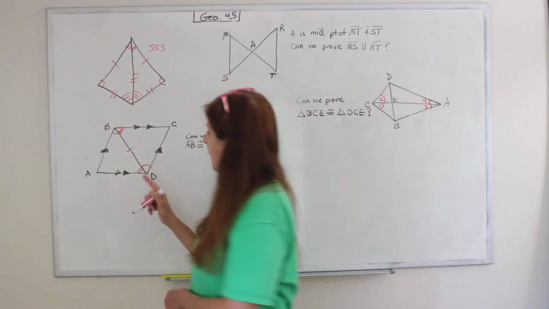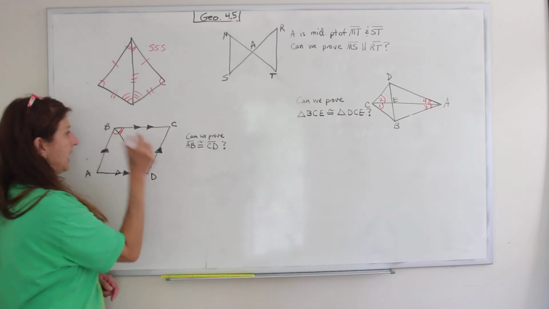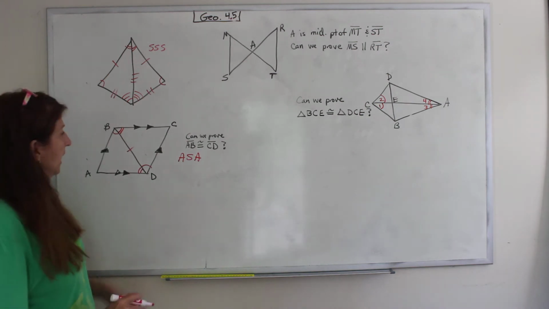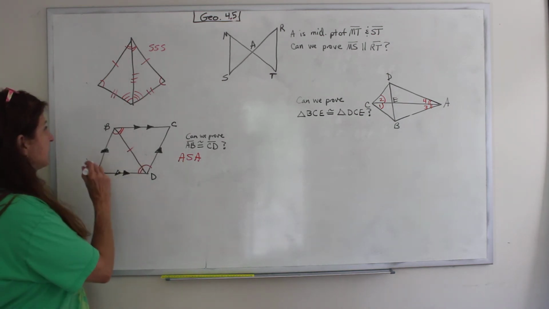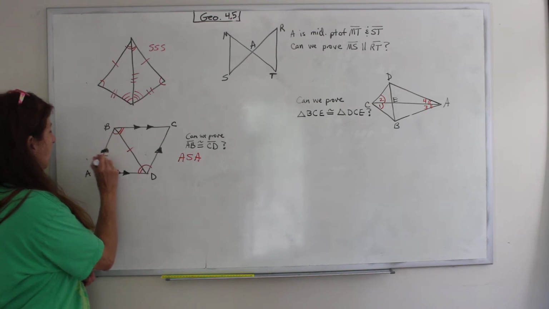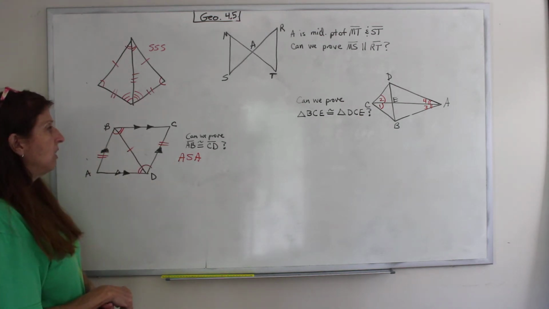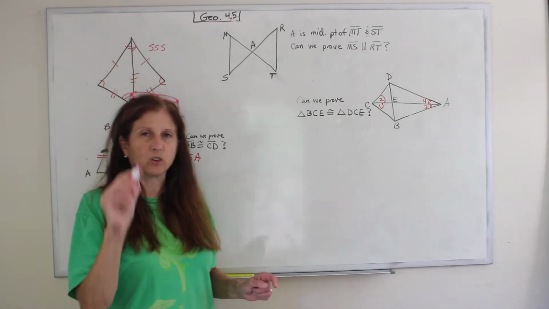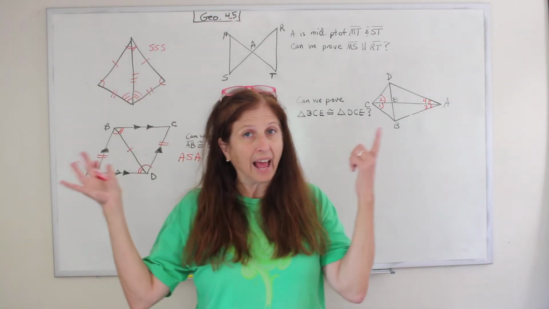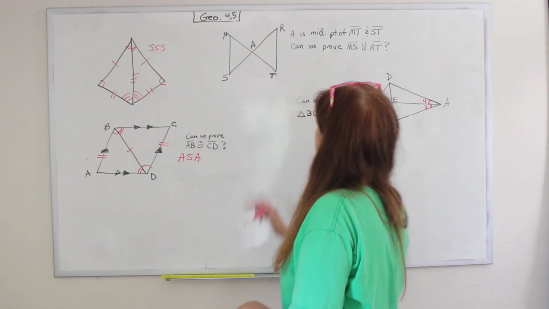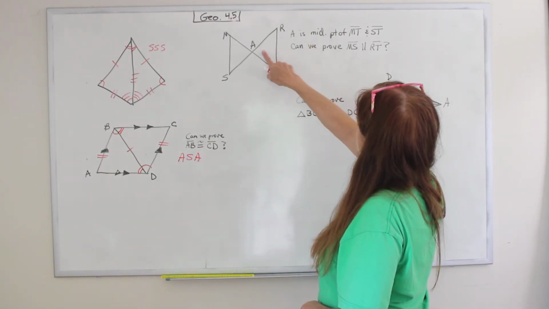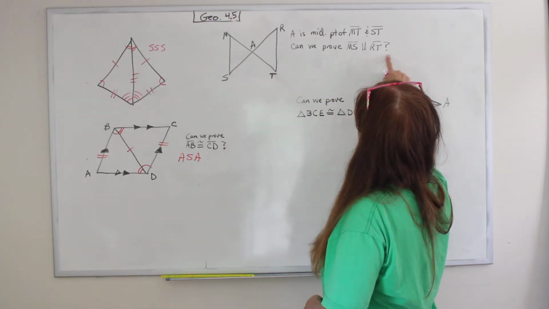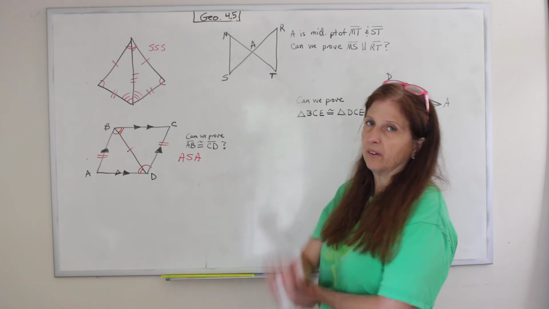So now, by angle, side, angle, we know the triangles are the same. And if the triangles are the same, we can say that those are the same because corresponding parts of congruent triangles are congruent. Ta-da! All right, let's try another one. A is the midpoint of that line and that line. Can we prove that these two lines are parallel?